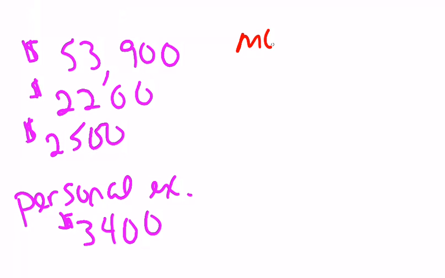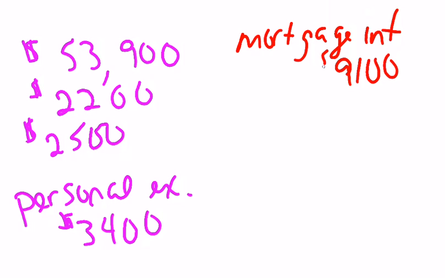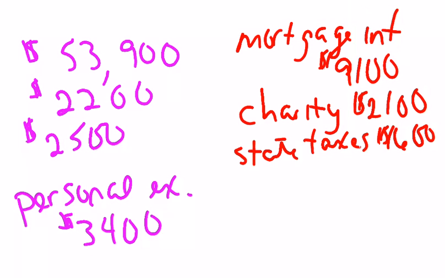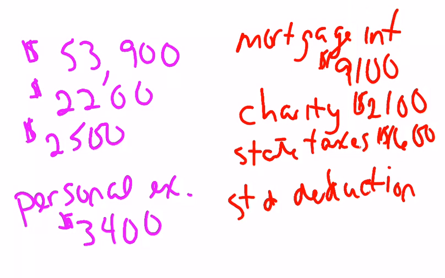and he has mortgage interest, which is $9,100, and gave some money to charity, $2,100, and paid state taxes, $1,600. And the standard deduction is $5,270.